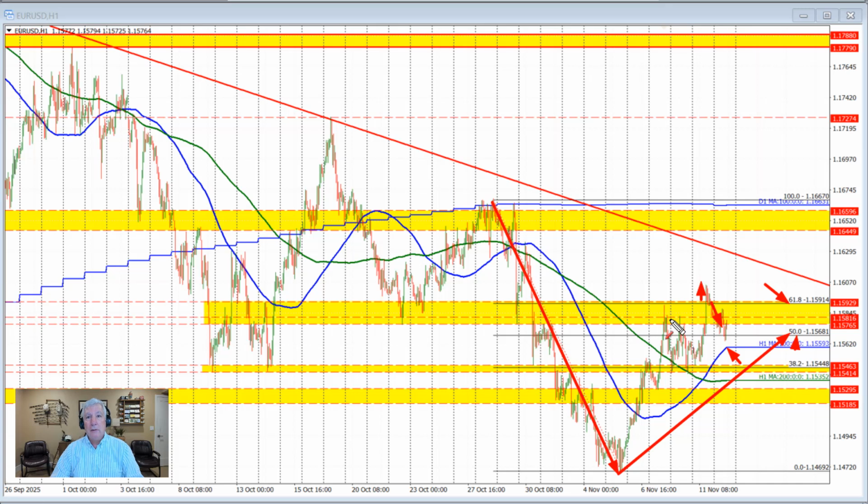So buyers had their shot, they missed. Sellers are trying to take their shot. They're running into some support. That is the definition of buyers and sellers battling it out.